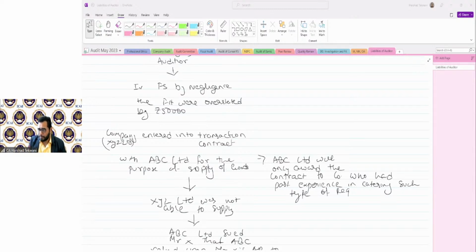So basically, the concept is, first of all, you need to understand whether there is a special relationship between the person and the person who has suffered the loss, like Mr. X and ABC Limited company. That's a special relation test. Second is the reasonable foresight test. The reasonable foresight test talks about whether the person has suffered the losses because of the reliance, or he was supposed to apply his own care and skill.